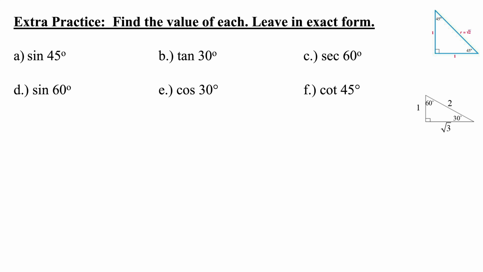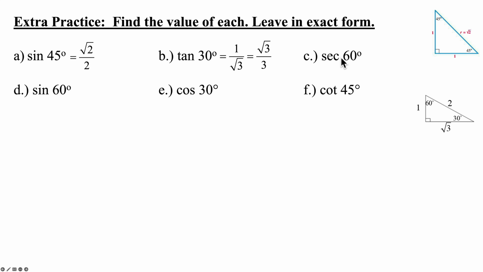All right, welcome back. Sine of 45, we said that's going to be the square root of 2 over 2. We just did that earlier. Tangent of 30, opposite over adjacent, 1 over the square root of 3. Rationalize it to the square root of 3 over 3.